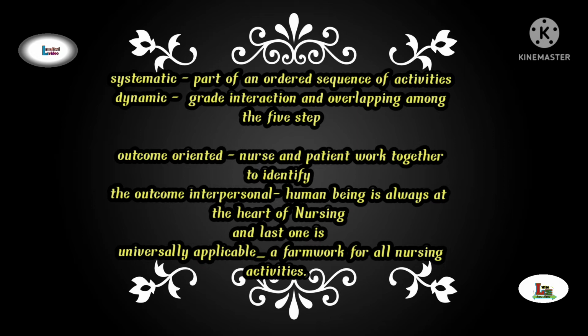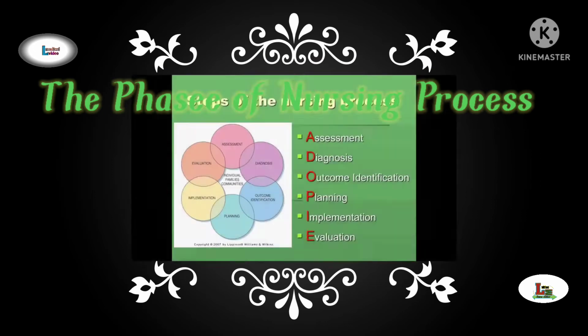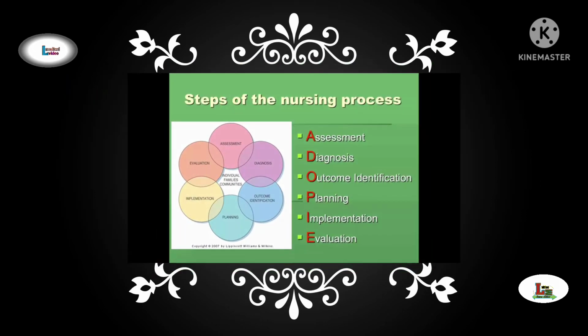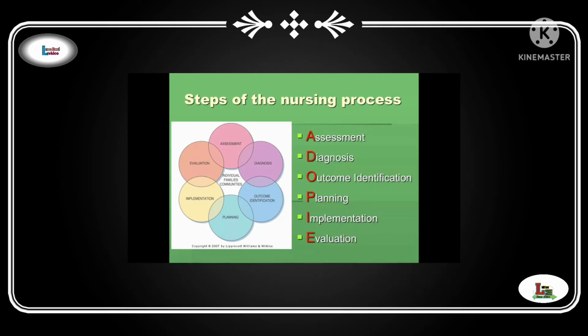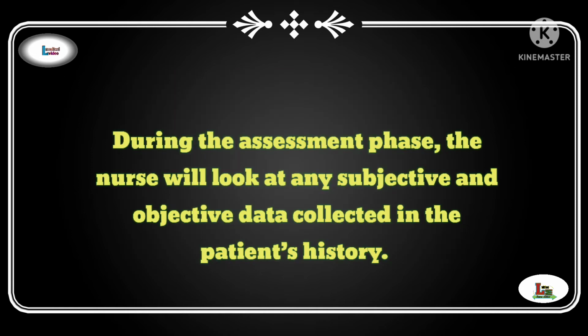The next one is steps of the nursing process. These are 5 steps: assessment, diagnosis, outcome identification, planning, implementation, and evaluation. These are the phases of the nursing process.